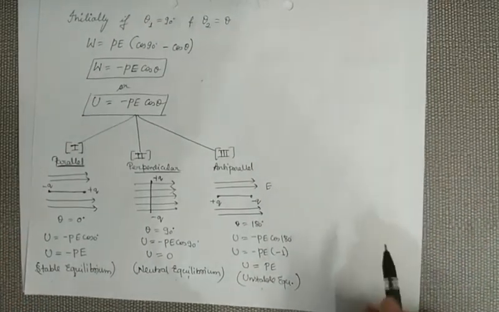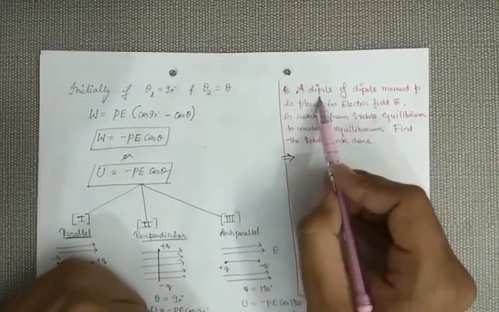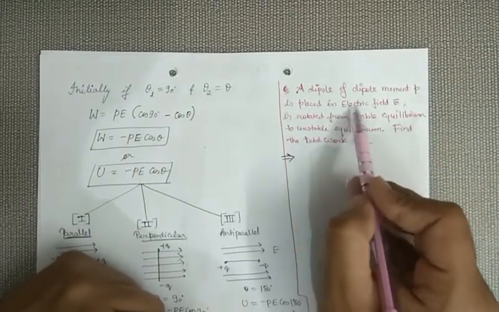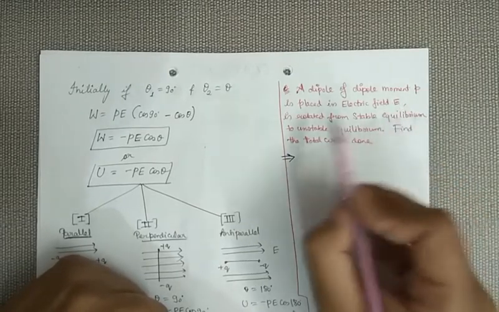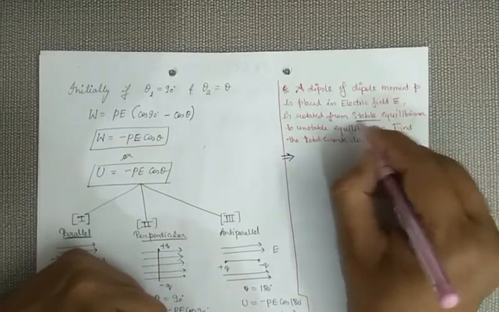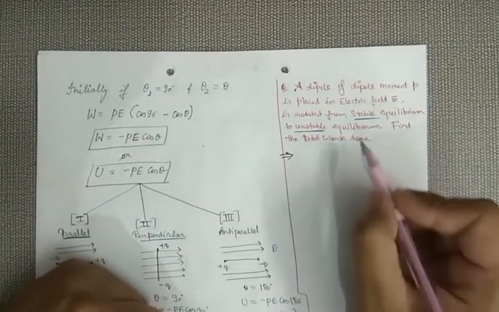Now let me solve a question based on this. Look at this question. A dipole of dipole moment P is placed in an electric field E. So this is the dipole moment, this is the electric field. Now what I am doing is rotating the dipole from stable equilibrium to unstable equilibrium. What was the initial condition?